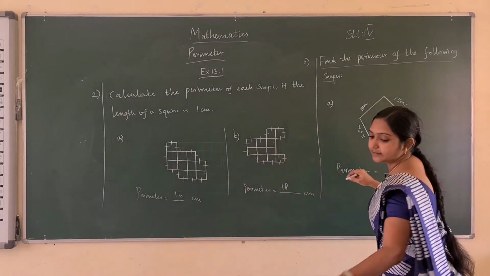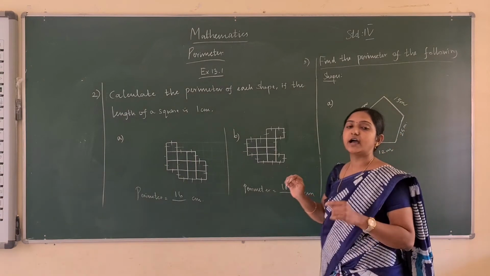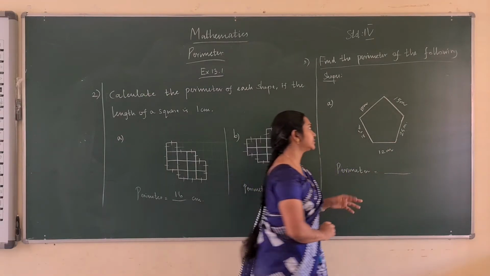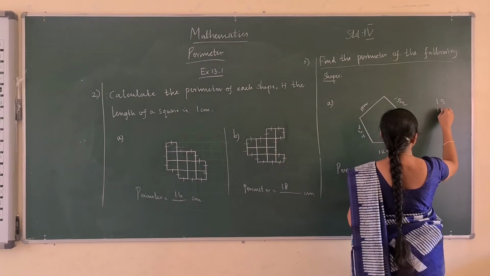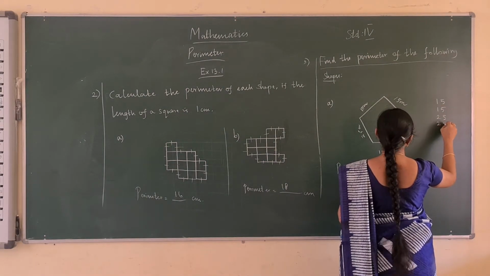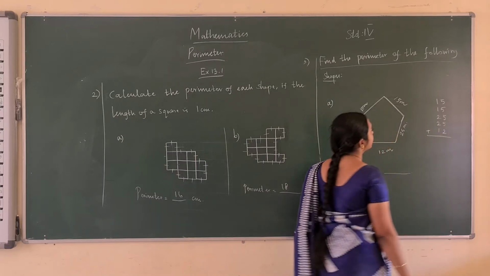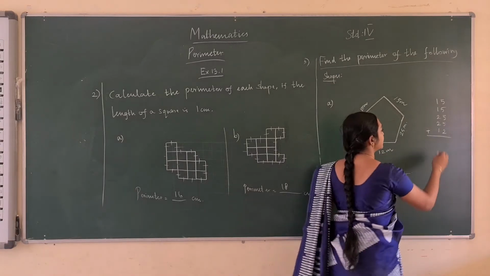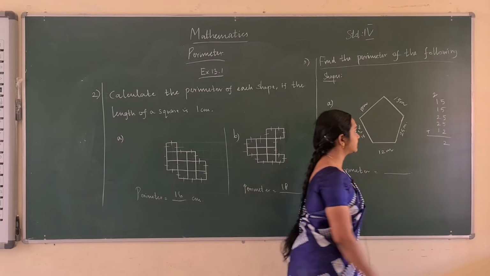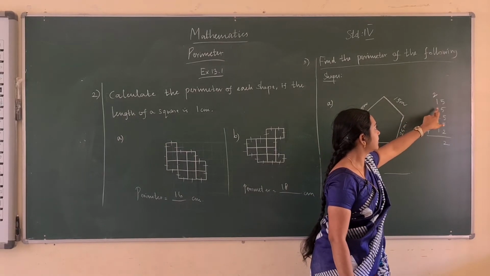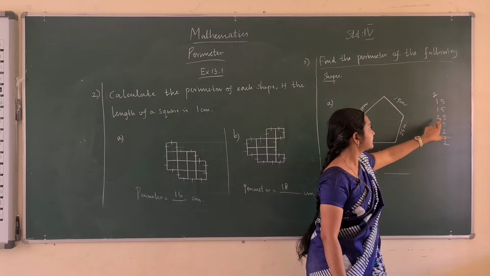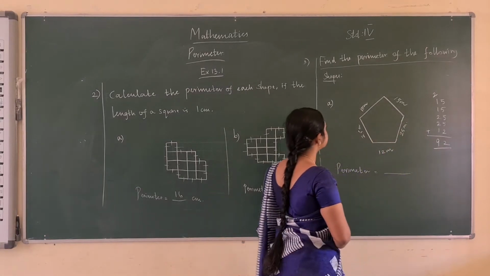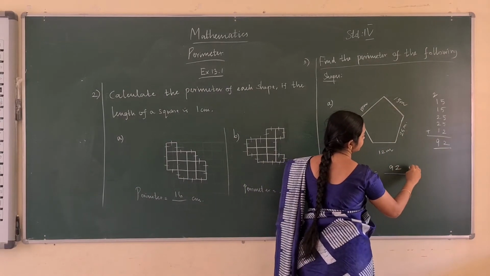Perimeter means the boundary. We have to find the boundary. So we have to add all the given measurements: 15, 15, 25, 25 and 12. Now add. 5 plus 5 is 10, 15, 20, 20 plus 2 is 22. So write 2 here, 2 is carried to the next place. 2, 3, 4, 6, 8 and 9. So the perimeter is 92 meters.